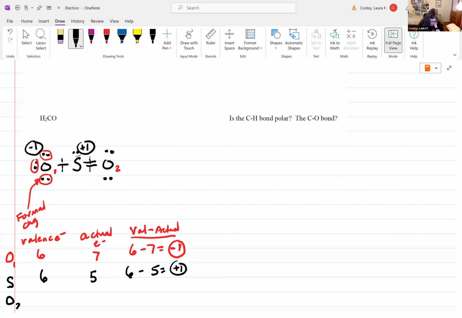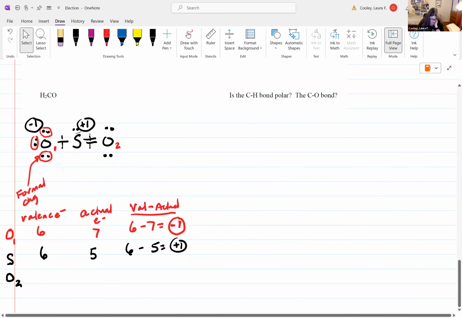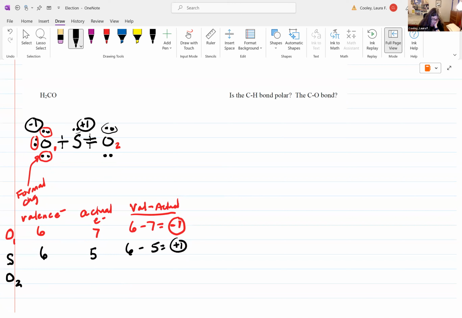And finally, the second O, how many electrons are associated with that one? We have these 2 and these 2, that's 4. And then 1 from this bond and 1 from that bond, that's 6. That's 6 actual, but it also has 6 valence, so that's a formal charge of 0. Which makes sense, because when you add these up, you get 0, and SO2 doesn't have a charge. It's a neutral molecule.